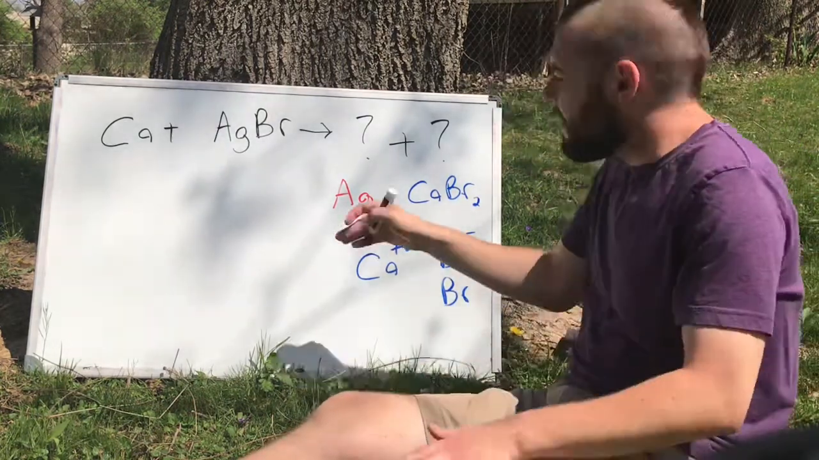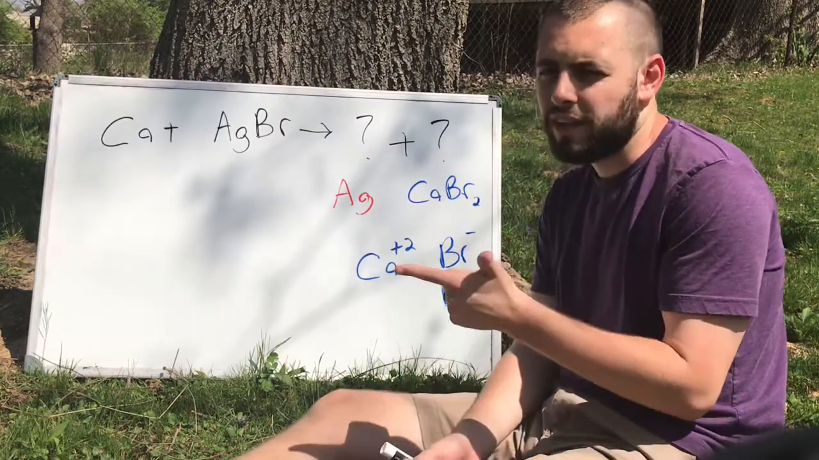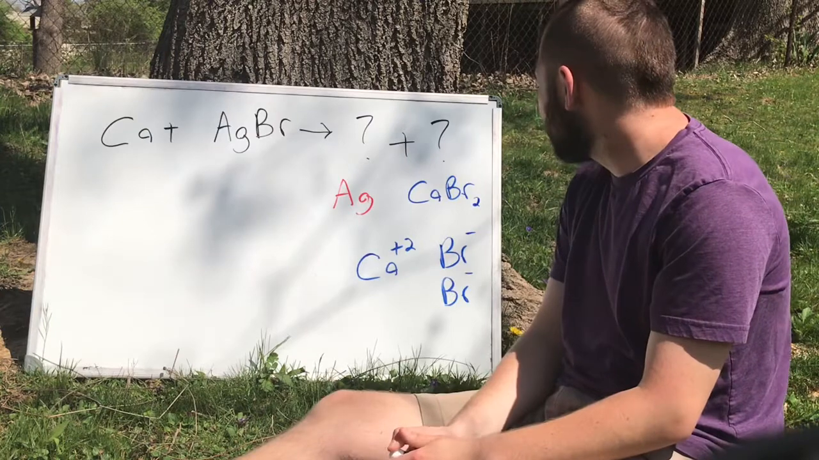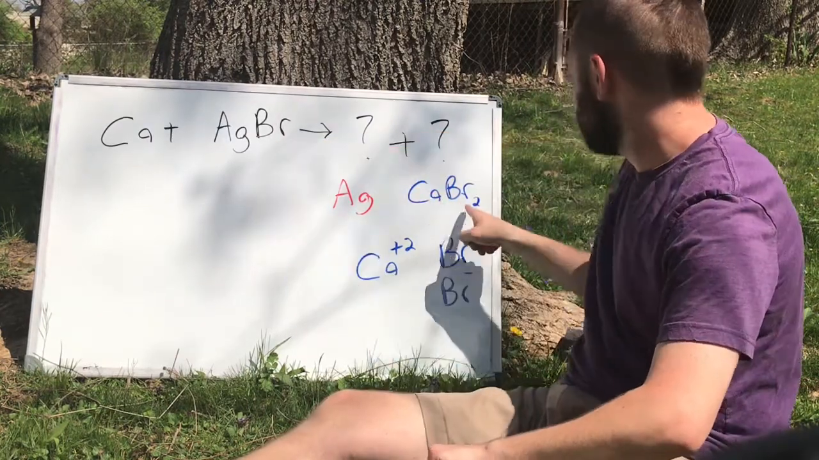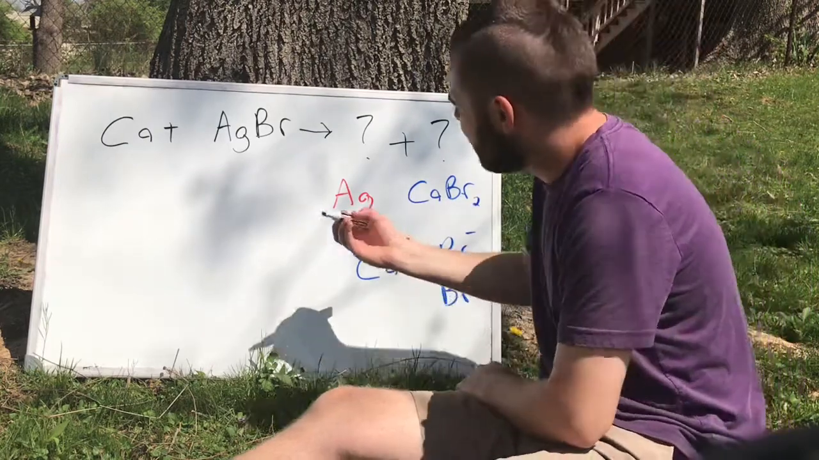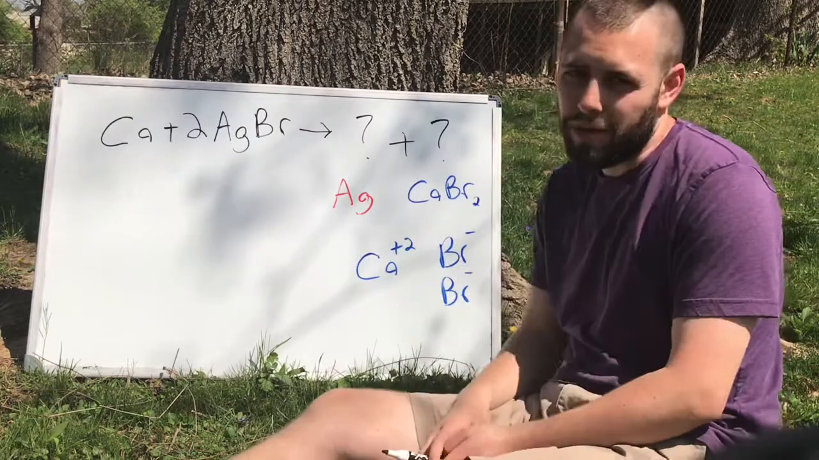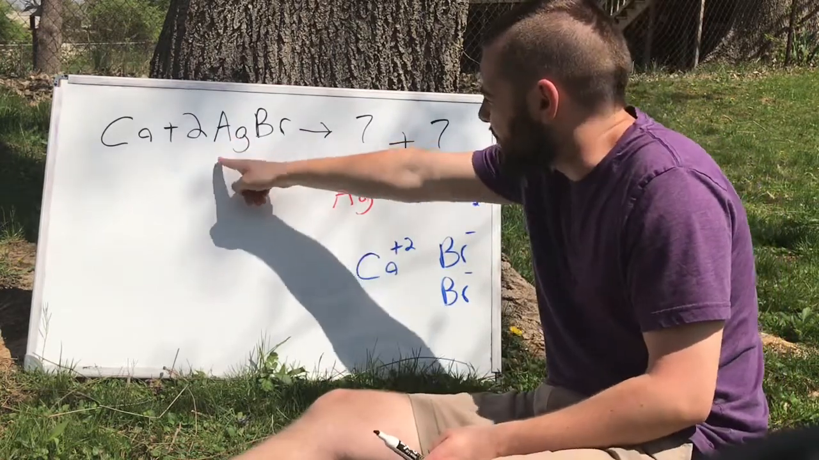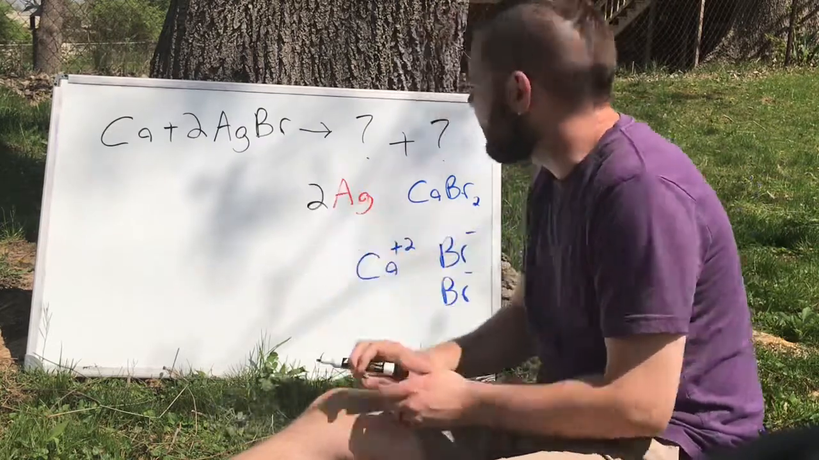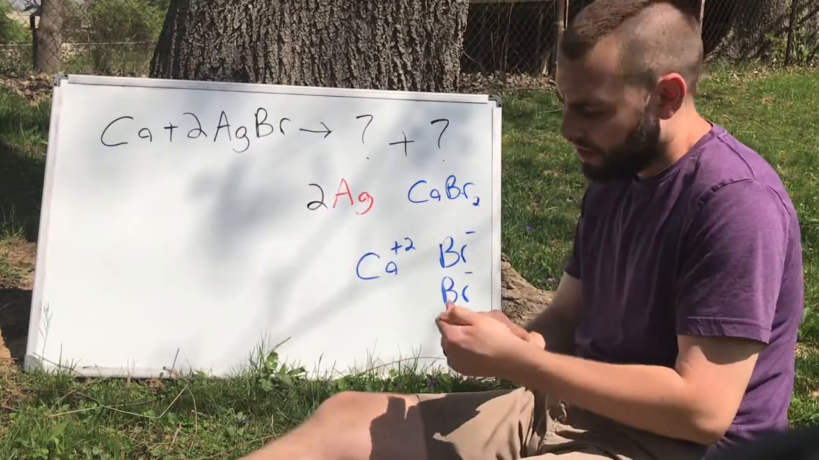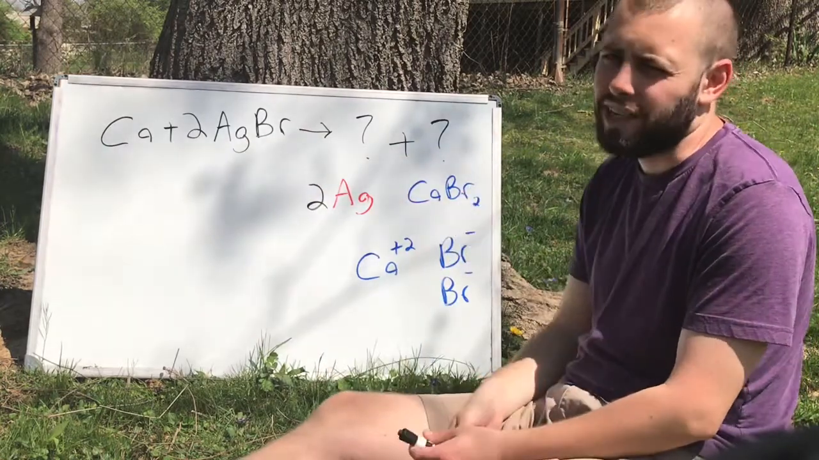So I've predicted my products. I know I'm going to get elemental silver and calcium bromide. But this reaction's not balanced quite yet. 1 bromine, 2 bromines. Better double it up over here. Now I've got 2 bromines and 2 bromines. But now I've got 2 silvers and only 1 silver. So I've got to double up the silver as well. This is my balanced and predicted reaction.